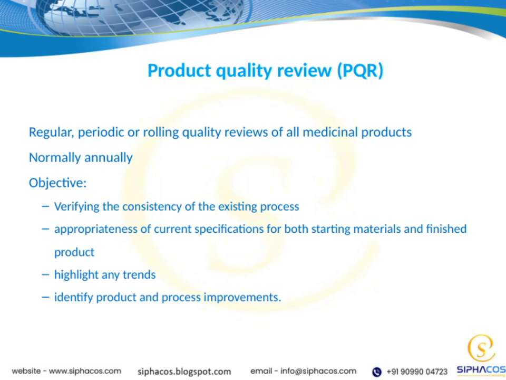It's also about assessing whether our current specifications for both starting materials and finished products are still appropriate and fit for purpose. This helps us catch any deviations early and confirm that our quality standards are maintained. Another key point is identifying trends, looking for patterns or shifts that could indicate potential issues before they become serious. By doing this, we can proactively implement product and process improvements, ensuring continuous quality enhancement.